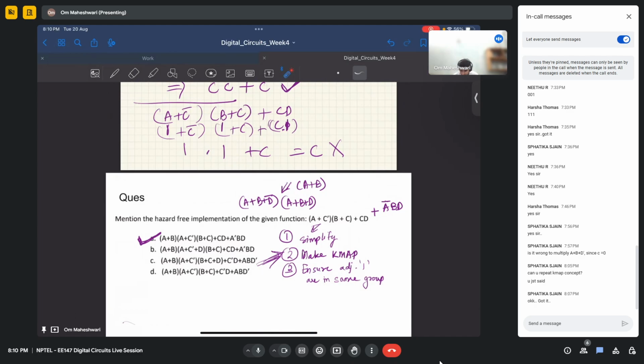So I think the answer should be 1. For dynamic, we get this condition. One of this condition is this. So if we multiply this static 0 and dynamic 1, we get A plus B. And this is just simply static 0 condition.